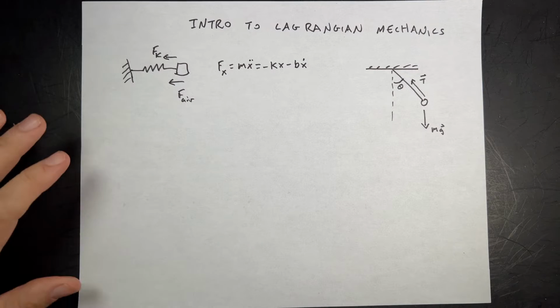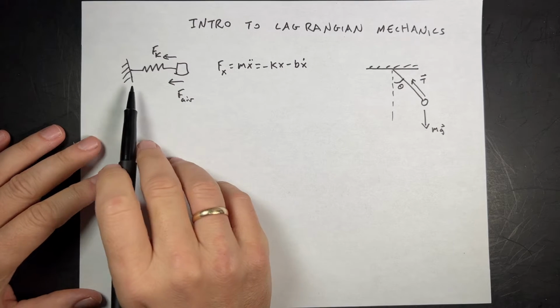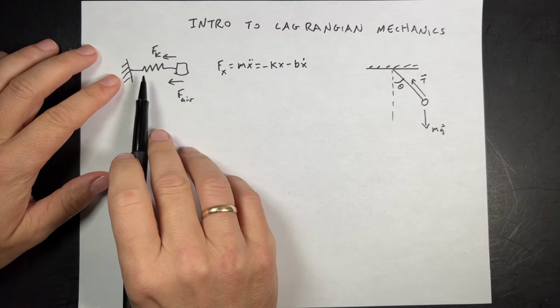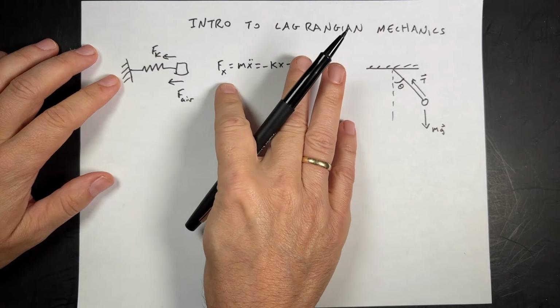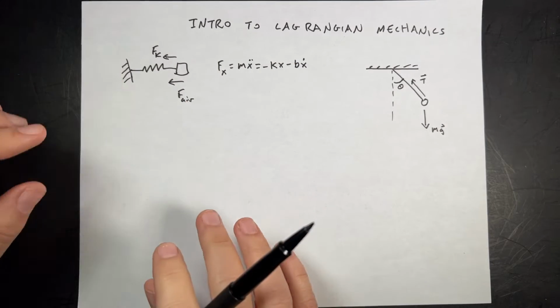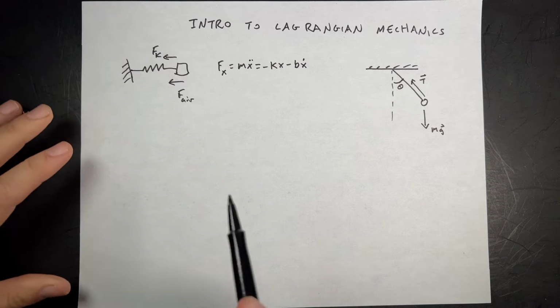Okay, let's look at two problems. The first is this: a mass connected to a spring, and there's a drag force. As I pull this mass, there's a spring force if I displace it from the equilibrium, but as it moves, there's also an air resistance force.